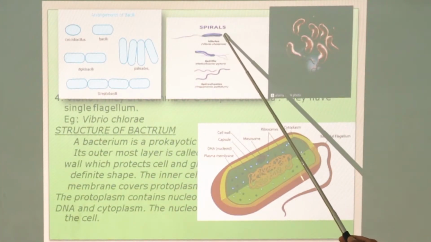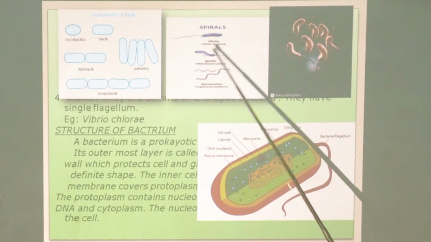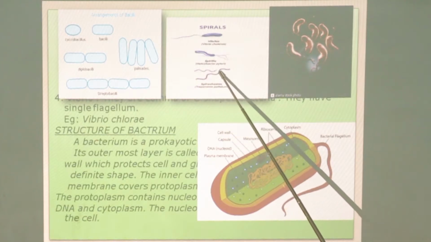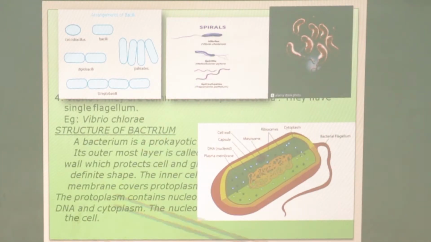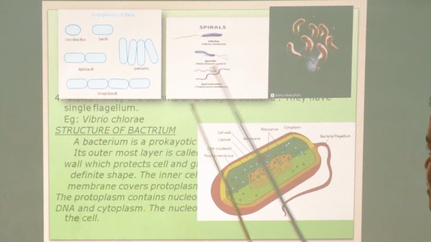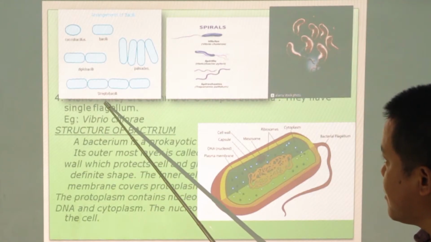And spiral bacilli are spiral in shape, and they may have flagella on one end or both sides of their body. The fourth type of bacteria is Vibrio.